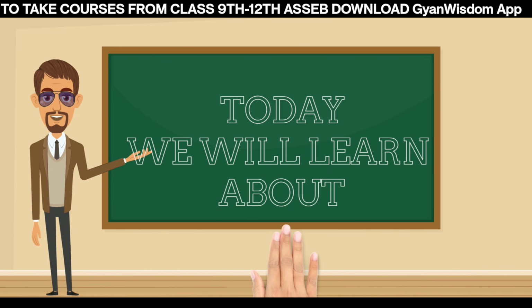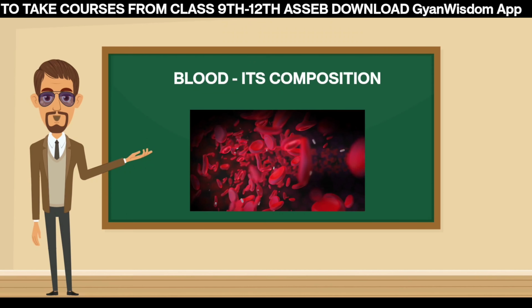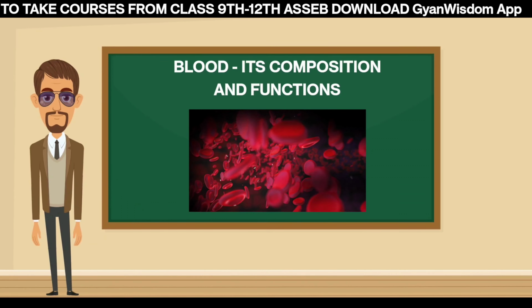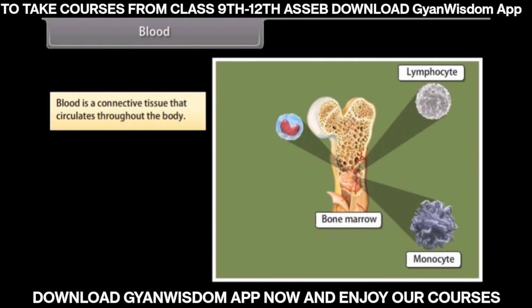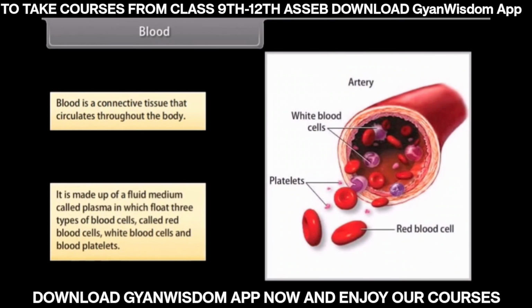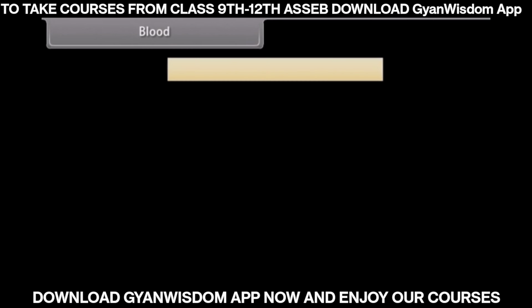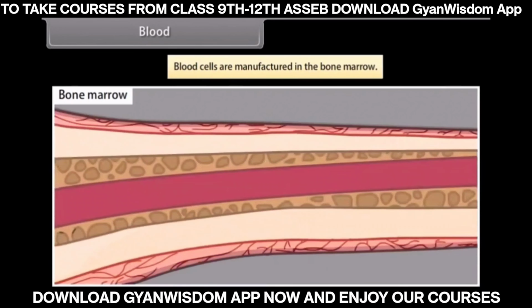Today we will learn about blood, its composition and functions. Blood is a connective tissue that circulates throughout the body. It is made up of a fluid medium called plasma, in which float three types of blood cells called red blood cells, white blood cells, and blood platelets. Blood cells are manufactured in the bone marrow.